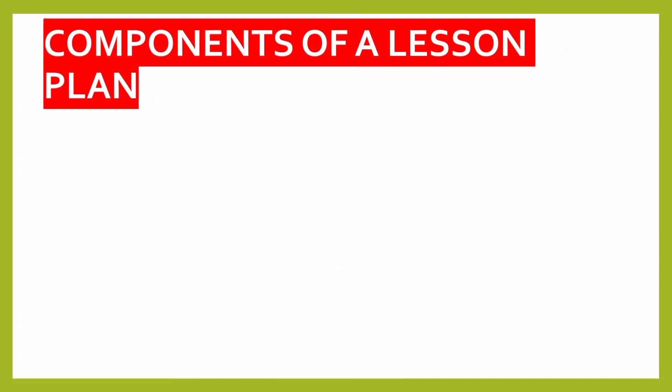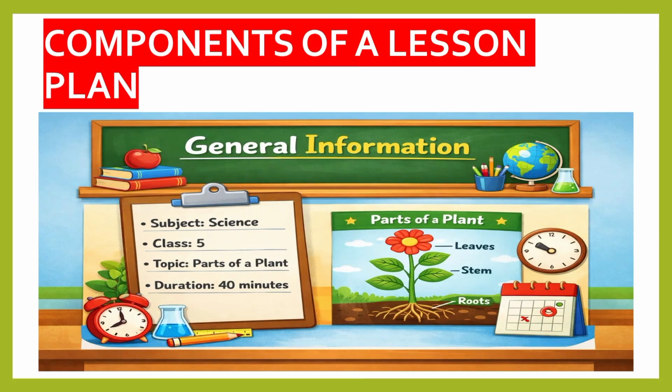Now let's talk about the main components of a lesson plan. A standard lesson plan usually includes the following sections. The first one is the general information, which includes subject, class, topic, duration and date. This is very important, the first important information which must be written in your lesson plan.